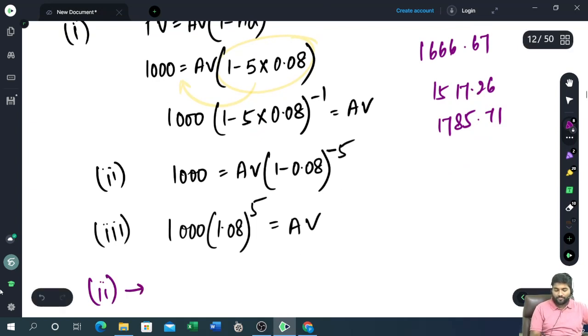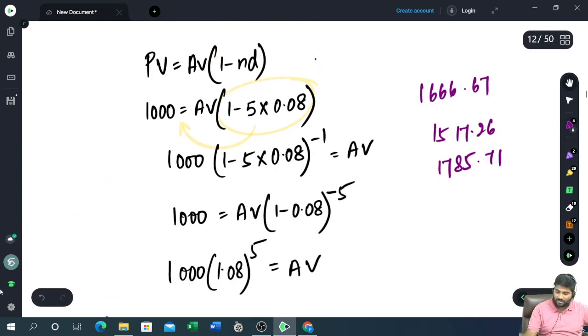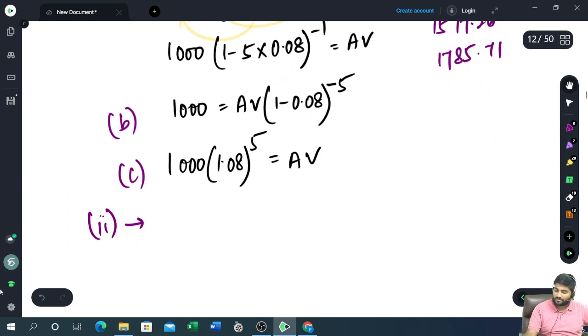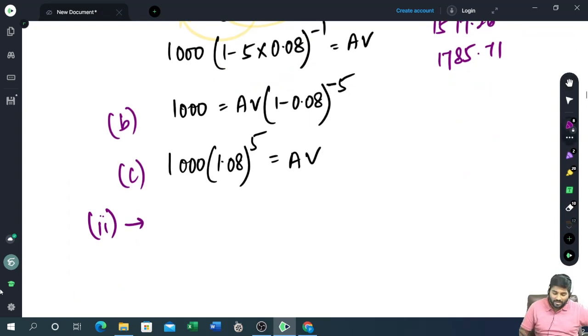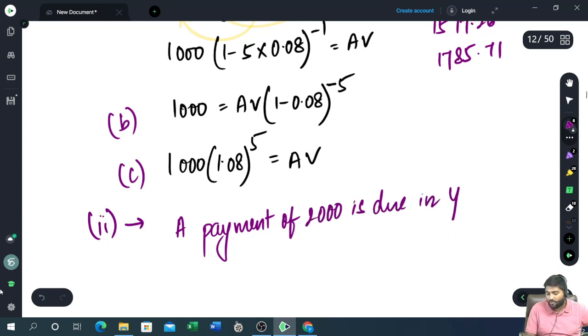Okay. Now the next part of the question is, please write it down, part two. Part two, I guess I have done it wrong. This will be A, B, C. Now part 2 is, a payment of 2000 is due in 4 years time.